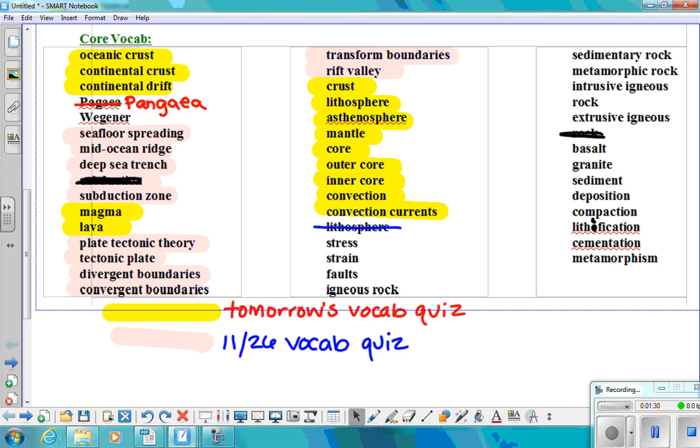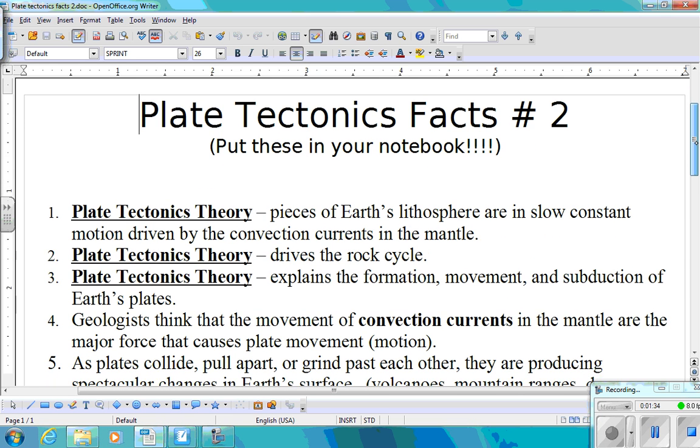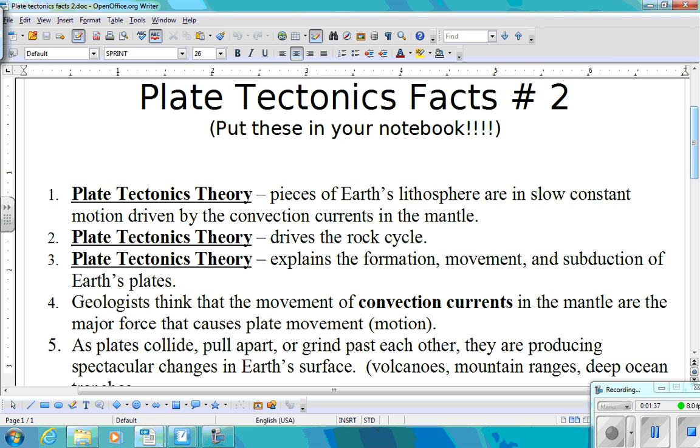So, let's talk about some of the notes that we're going to discuss first, and I'd like you to write these down. Plate tectonics facts number 2 is our mini heading for right now. There are 10 facts here I would like you to copy into your notebook. Plate tectonics theory: pieces of Earth's lithosphere are in slow, constant motion driven by the convection currents in the mantle. Plate tectonics theory drives the rock cycle. Plate tectonics theory explains the formation, movement, and subduction of Earth's plates.